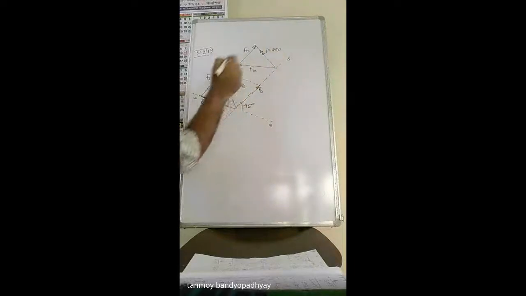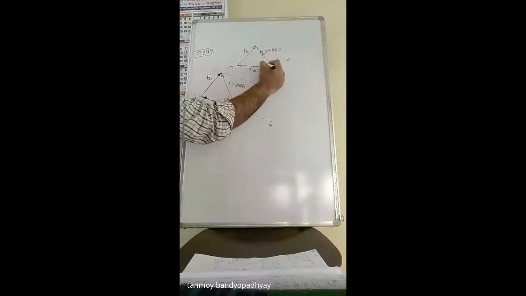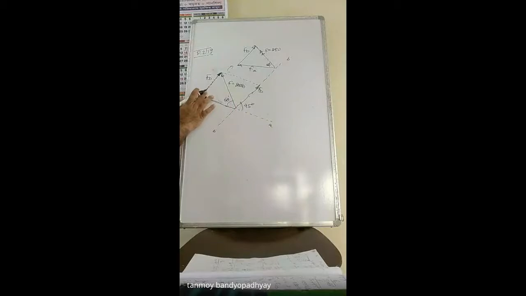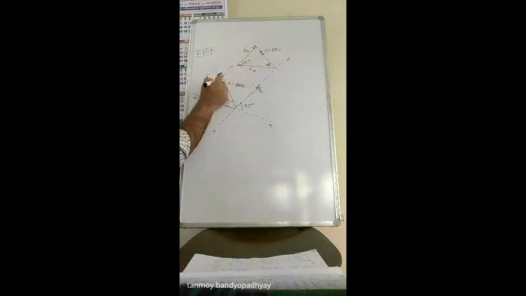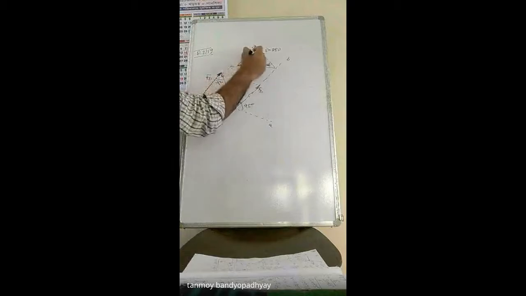So this is 800. So what are the angles? This angle is 60 degrees. What will this angle be? This angle will be equal to this angle, so this angle will be 45 degrees. And what will the last angle be? 180 minus 60 minus 45. 180 minus 60 is 120, and 120 minus 45 will be 75 degrees. So this angle will be 75 degrees.